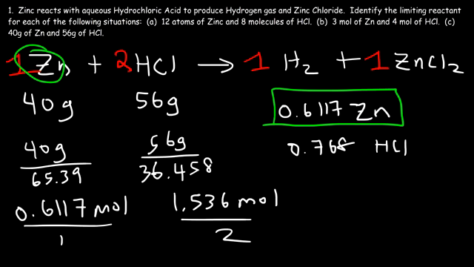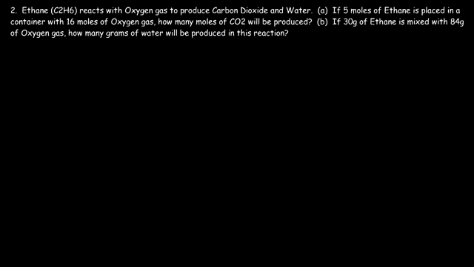So it's not because zinc has a lower mass. That's not always the case. But zinc has a much higher molar mass than HCl. So that greatly decreased the number of moles that was present in zinc. And that's one of the reasons why zinc was the limiting reactant. The quantity of zinc was a lot less than HCl, even though we still divided HCl by 2.